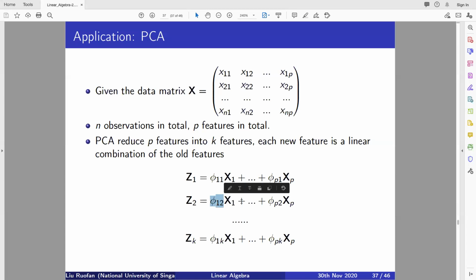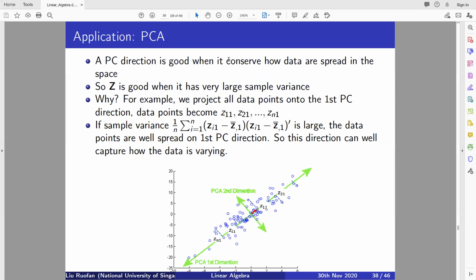A principal component direction is good when it conserves how data are spread in the space. So my Z is good when it has very large sample variance. For example, we project all my data points onto the first principal direction. Then my data points become Z11, Z21, up to Zn1. If the sample variance of Z is large, then the data points are well spread on the first principal component direction. So this direction can well capture how the data is varying. So we want the Z value to be of large variance.